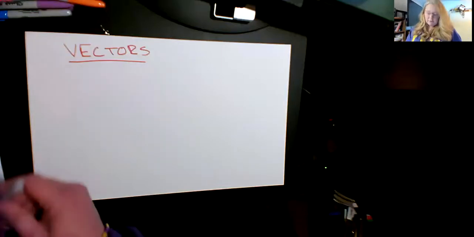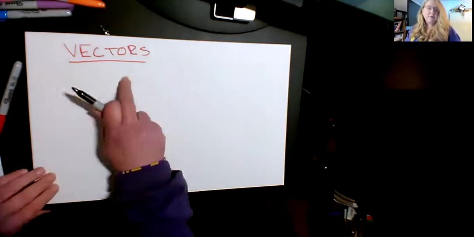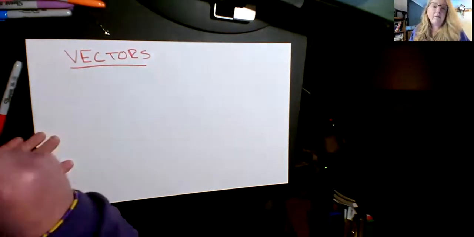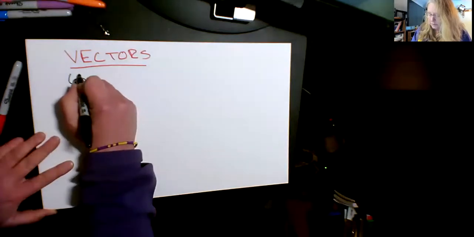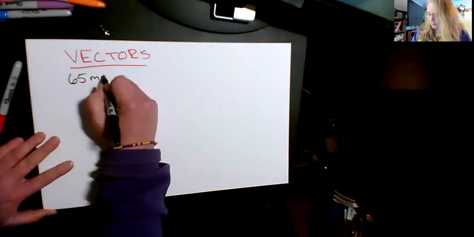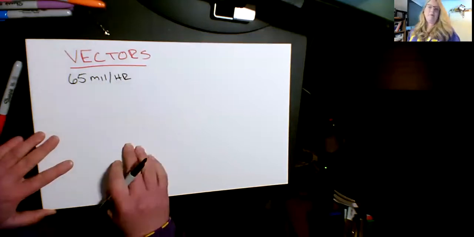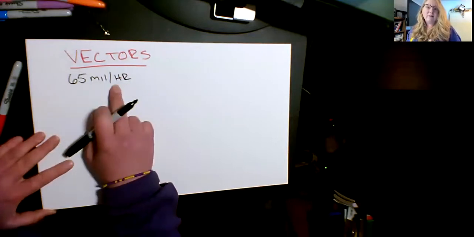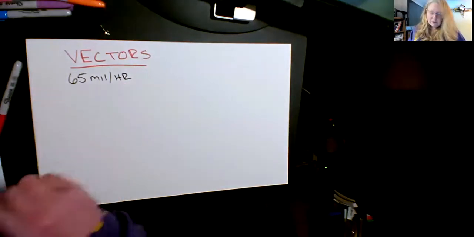Now let's review vectors. If it's been a while, let's just remind ourselves what vectors are. Let's think about this. I'm driving down the road and I'm following the speed limit, which is 65 miles per hour. I'm happy with that. This just gives me a rate. It tells me that I am going some certain speed, in the wrong units for this class, but some certain speed.